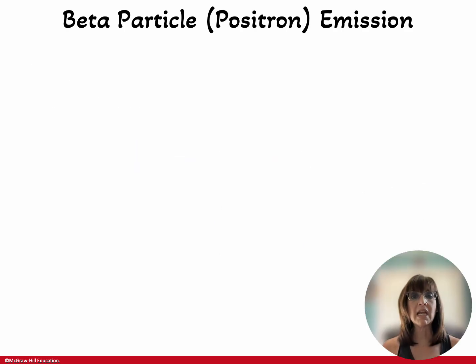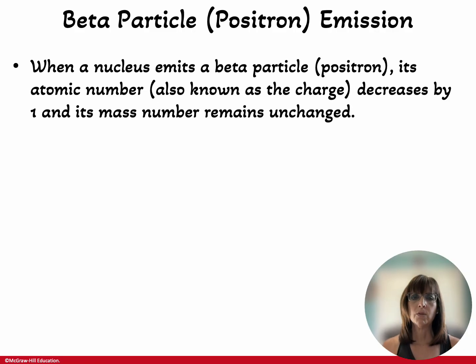So this next one's the opposite of what we just did. We're still emitting a beta particle, but this time it is a positron. So it's kind of like an electron, but it's positive. I know, weird. So when a nucleus emits a positron or a beta particle that's positive, the atomic number is actually going to go down by 1 and the mass isn't going to change.